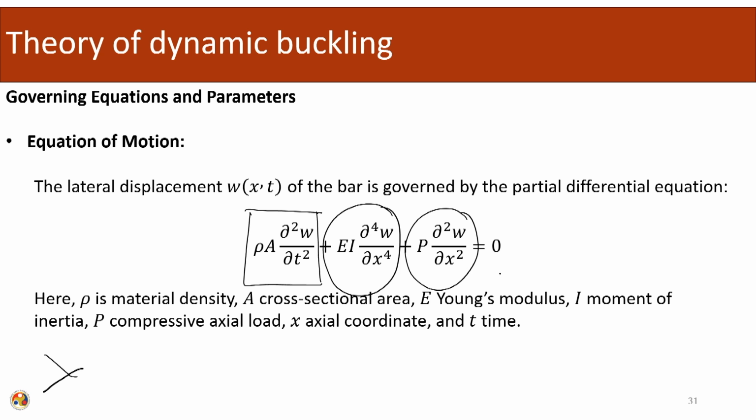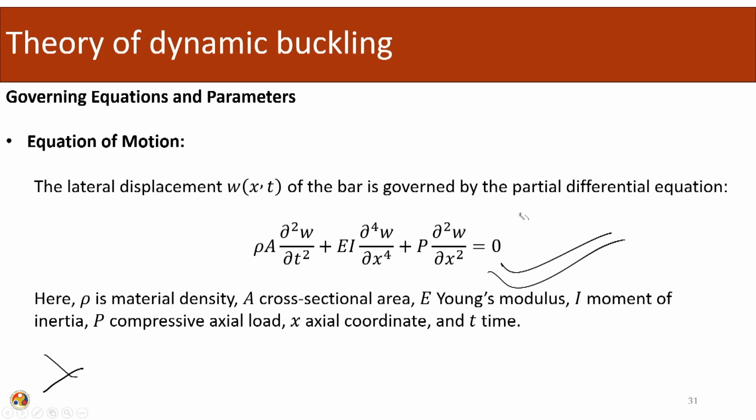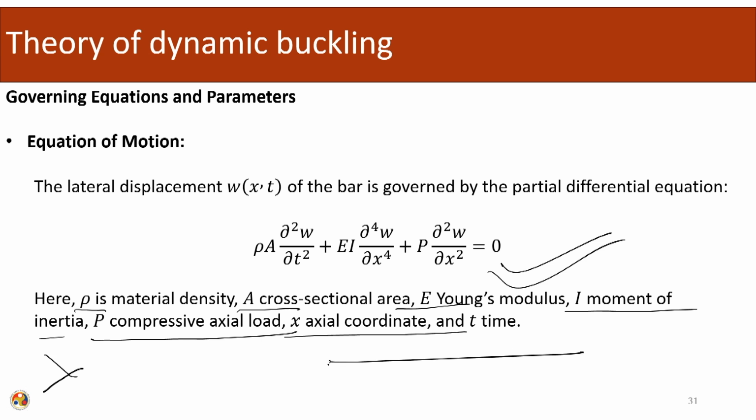So, here is the partial differential equation. The same equation, earlier we ignored the inertial component, now we are introducing the inertial component because we are dealing with the dynamic buckling equation. Rho is the material density, A is the cross sectional area, E is the Young's modulus, I is the second moment of area, P is the compressive axial load and X is the axial coordinate at time t. This is our beam, axial load P is being applied, and W is calculated from the static equilibrium position.